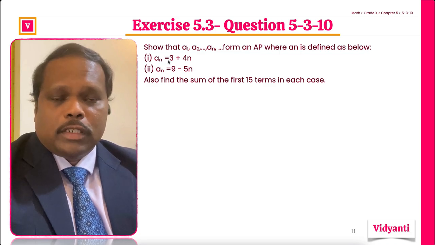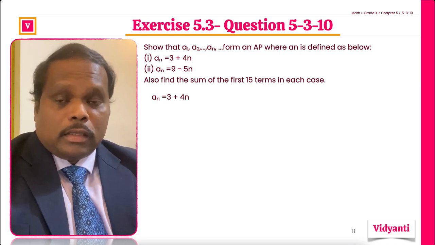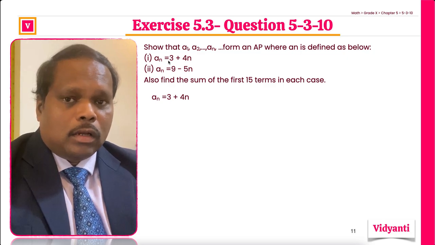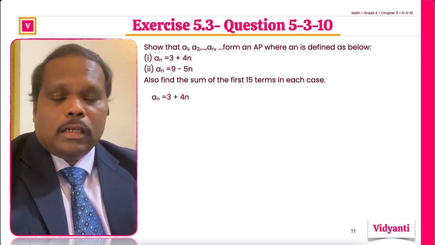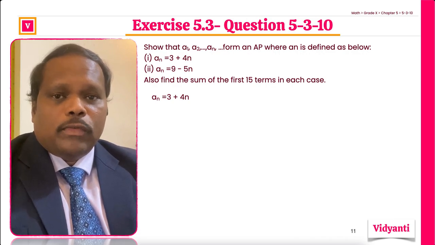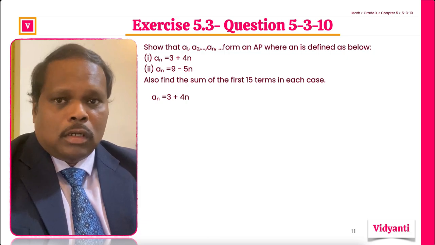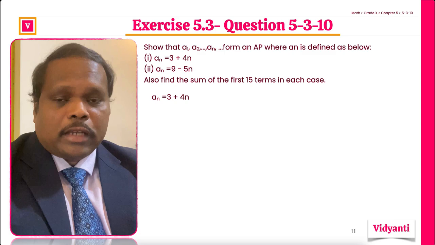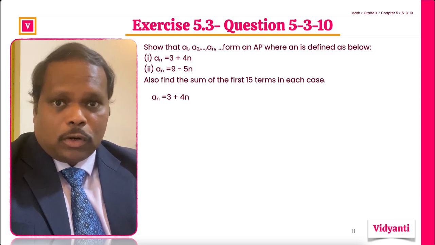a_n is 3 plus 4n. Here, the nth term is given by this magic formula 3 plus 4n. In this formula, n is the position or the location of the term. So if you substitute the value of n as 1, then we'll get the first term. If you substitute the value of n as 2, we'll get the second term, and so on. So let's create an arithmetic progression and check whether it is actually an arithmetic progression or not.